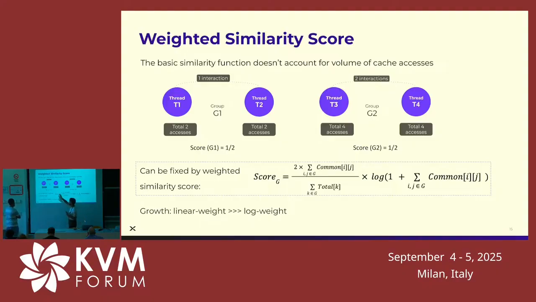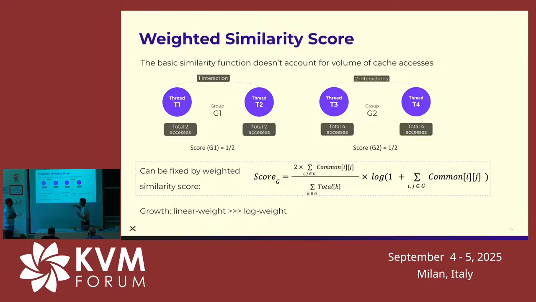In case of G1, let's say there's just one interaction between T1 and T2, basically a shared cache access. But each of T1 and T2 makes a total of 2 cache accesses. So the score of G1 will be 2 times 1 divided by 2 plus 2, which is 1/2. And for thread group G2, let's say that T3 and T4 have 2 interactions, and each of them accesses cache 4 times. So in this case, the score of G2 will be 2 times 2 divided by 4 plus 4, which is again 1/2. So even though in group G2 there is a larger number of interactions, the similarity score is basically the same.